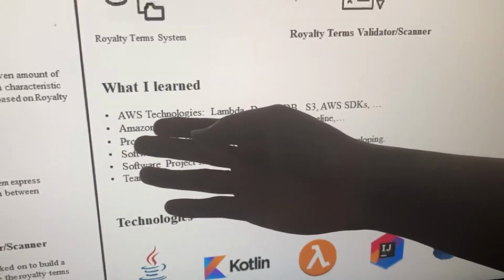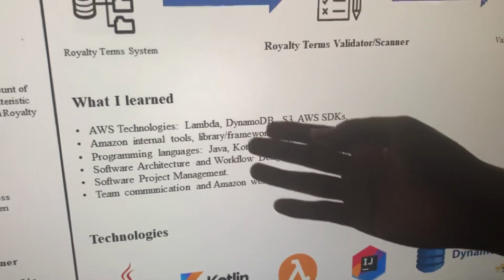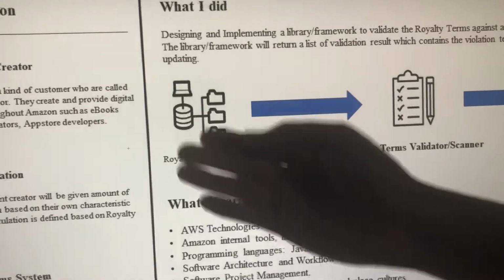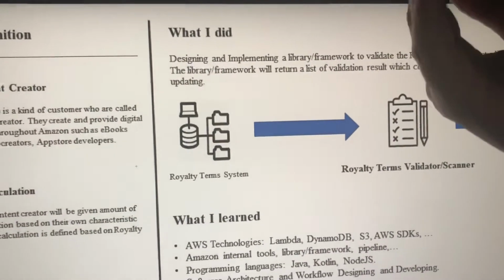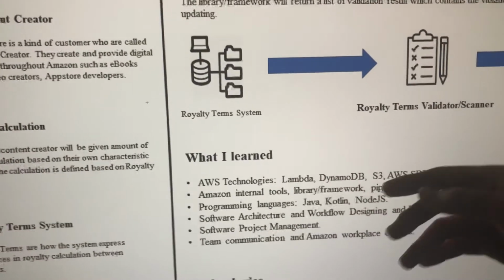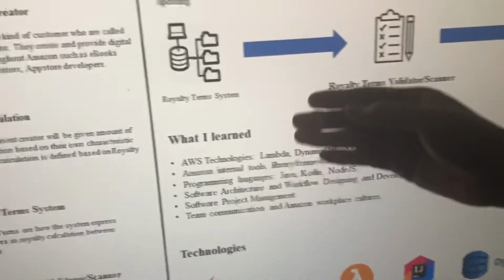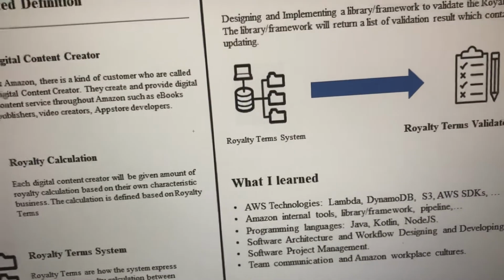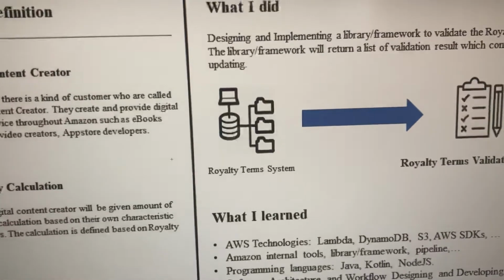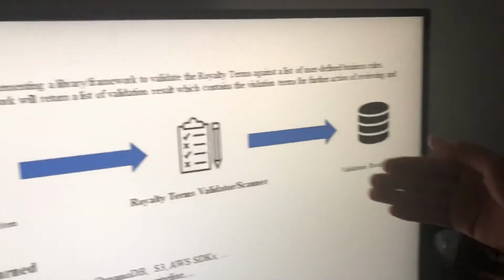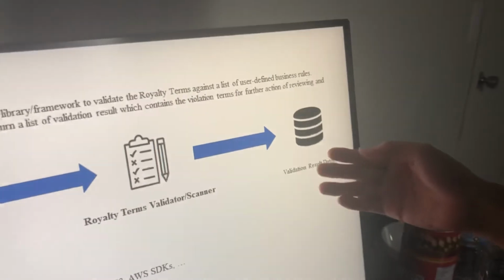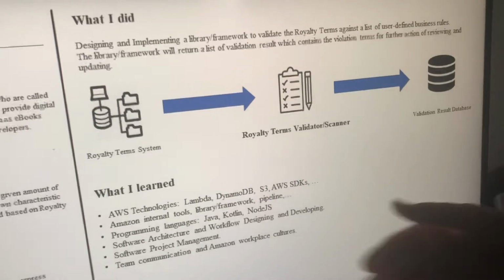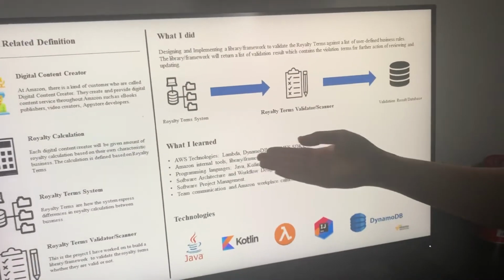This is what I learned when I built the project. I learned Amazon Web Services technology like Lambda, DynamoDB, and S3. This royalty term system is stored on the Amazon Web Services cloud. For example, with S3, I needed to read the data from there using Amazon technology, and also store the validation result in DynamoDB. In other words, I needed to learn and practice Amazon Web Services technology like that.